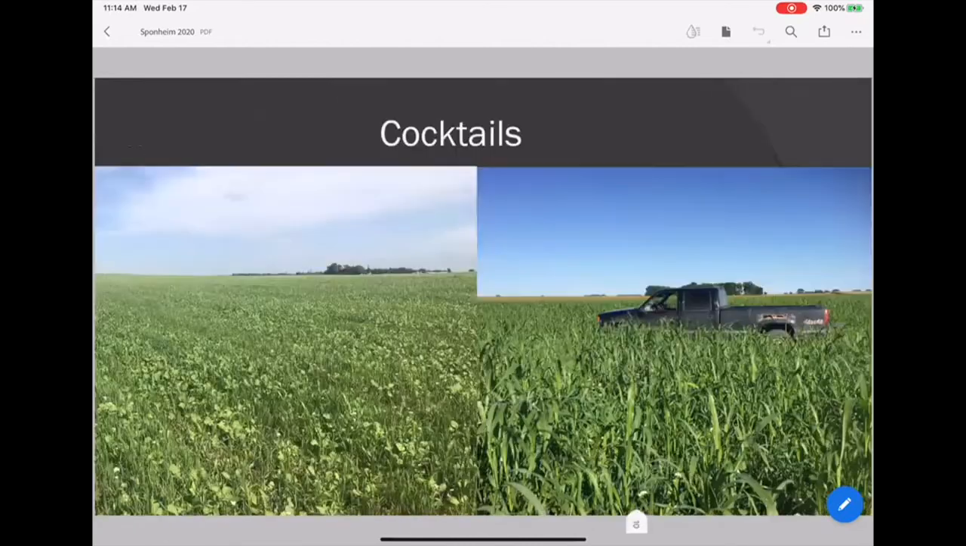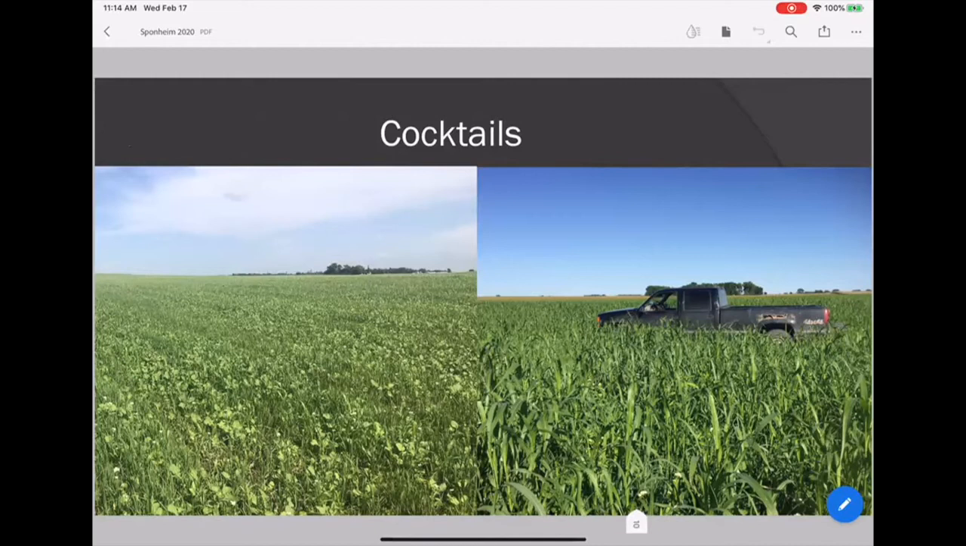These are just some pictures of the cocktails that I've used. The first one, or the one on the right, is after we'd applied hog manure onto the cocktail mix. So we kind of gave it a boost there to give it such a nice color and big growth.